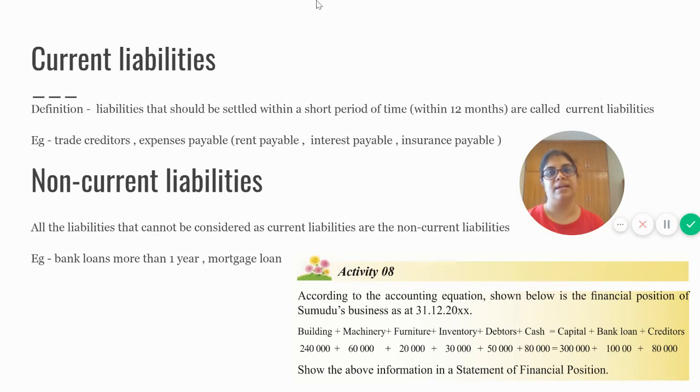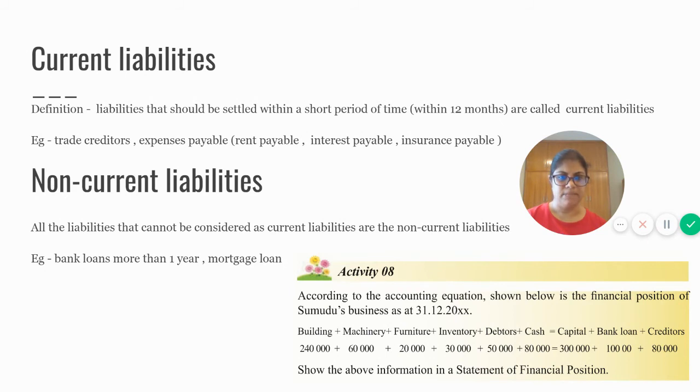as current liabilities. Then when it comes to non-current liabilities, we can define it as all the liabilities that cannot be considered as current liabilities. All the liabilities that cannot be considered as current liabilities are the non-current liabilities. So then, as I explained to you, bank loans of more than 1 year and mortgage loans will be considered as non-current liabilities.